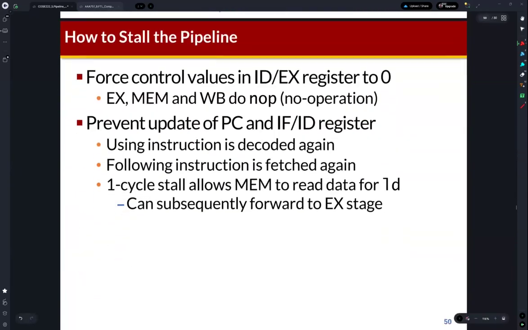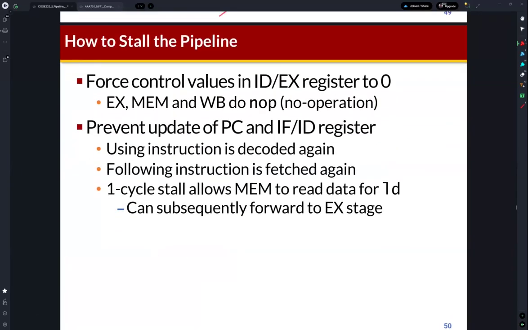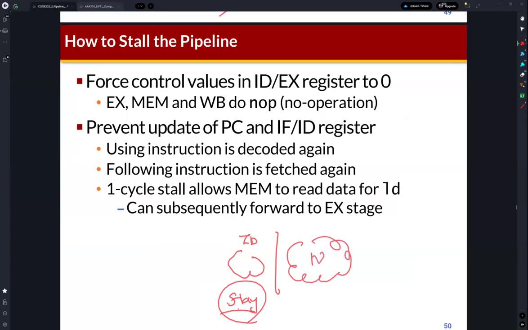So then how to stall? I already explained that when there is a following instruction, the next instruction stays in the ID stage. So it's a stall. The next instruction stays in the ID stage. Then we need to generate a NOP, no operation, in the EX stage. So we need to generate the no operation.